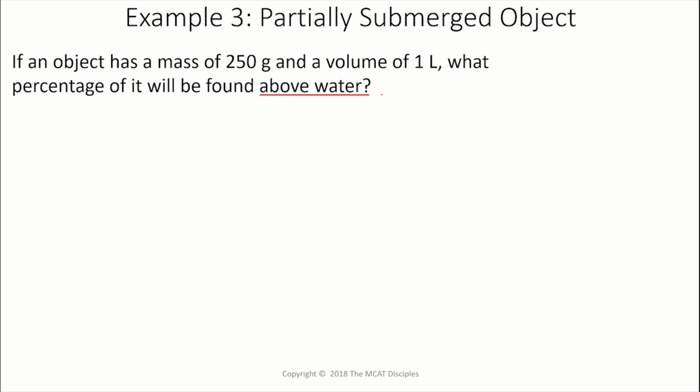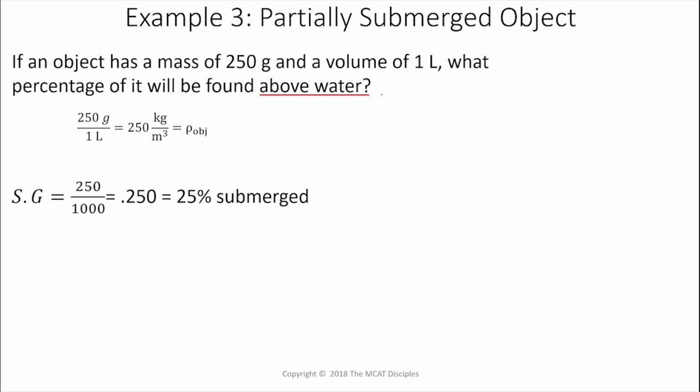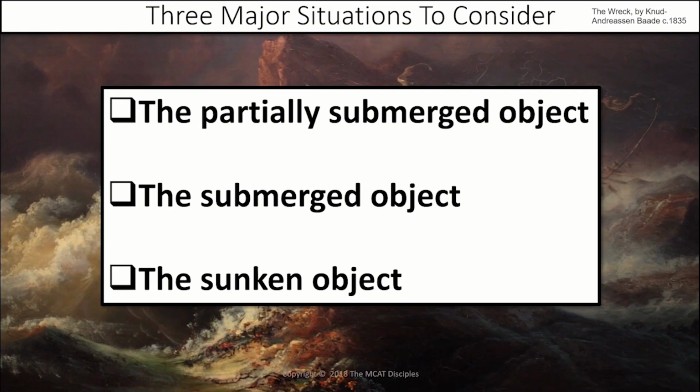So we already have the density. We're given that in the question. We have 250 grams per liter, which is equal to 250 kilograms per meter cubed, which is the density of the object. Now we just calculate the specific gravity of this compound, which is 250 over the density of water, which is 1,000 kilograms per meter cubed, which is equal to 0.250, which is equal to 25% if you multiply by 100. So that's the percent underwater, so the percent above it is 75%. Not too bad. We can move on then to the submerged object.